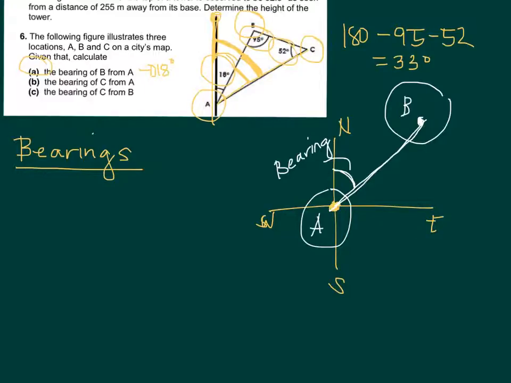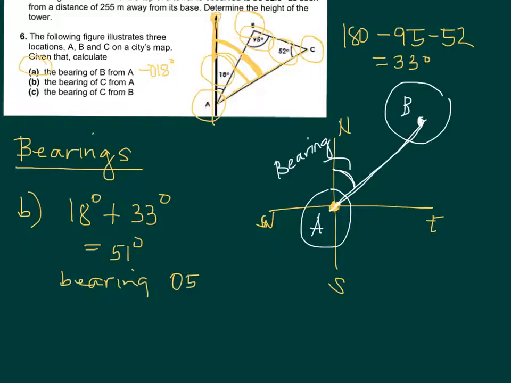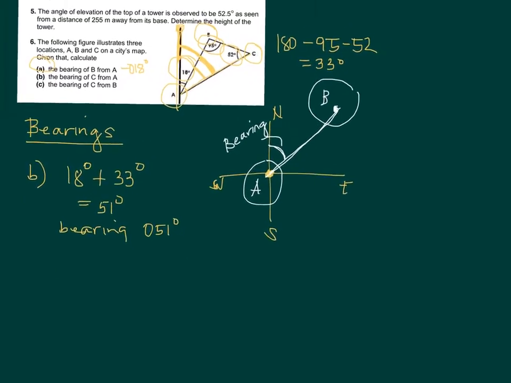So the bearing of C from A is the 18 degrees plus the 33 degrees. And 18 plus 33 is basically 51 degrees. So the bearing must be 051 degrees.